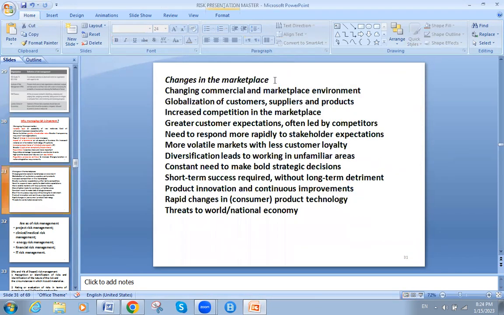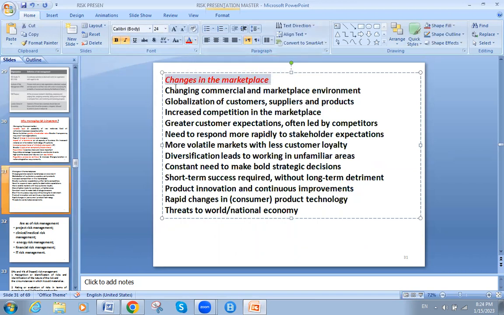Also, we care about risk because of changes in the commercial and marketplace environment. Globalization also makes us care about risk. Increased competition in the marketplace, because now competition increases more and more. Greater customer expectations need us to respond more rapidly to the expectations of the shareholders. Diversification leads to working in an unfamiliar area, like in Canada here, where you find people from different countries working together.